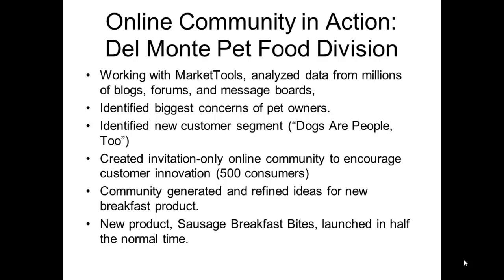They give an example of Del Monte Pet Food Division working with market tools. They analyzed the data from millions of blogs, forums, and message boards. They identified the biggest concerns of the pet owner. They identified new customer segments, and they created an invitation-only online community to encourage customer innovation. They used 500 consumers. And they came up with some new ideas actually too. At the bottom it says a new product could be sausage breakfast bites launched in half the normal time. So they got a lot of people contributing their ideas to it.